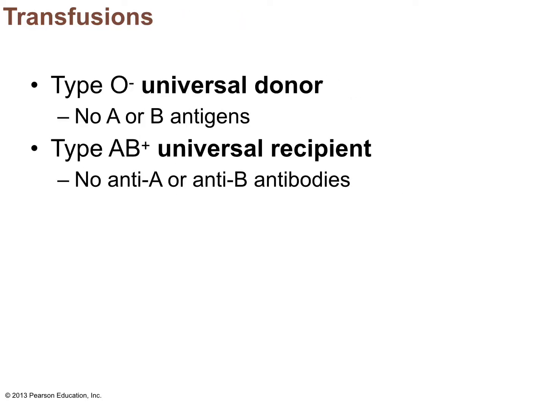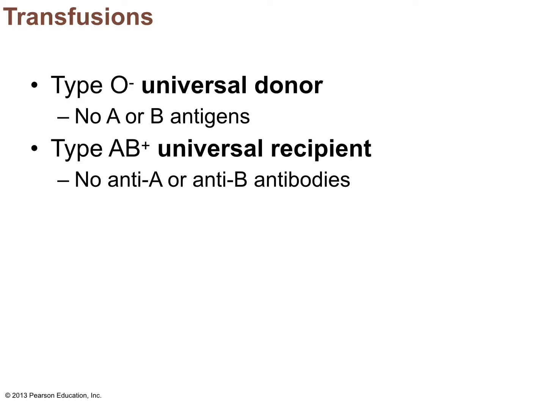Now, this is really important. Type O negative is the universal donor. A lot of people say, oh, type O is the universal donor. That is not true. O positive is not the universal donor because Rh negative cannot receive from Rh positive. Rh positive, however, can receive from both positive and negative. So O negative is the universal donor.